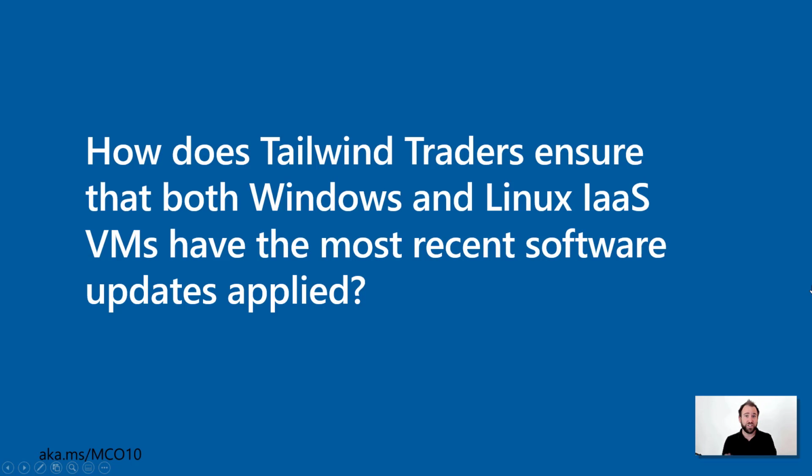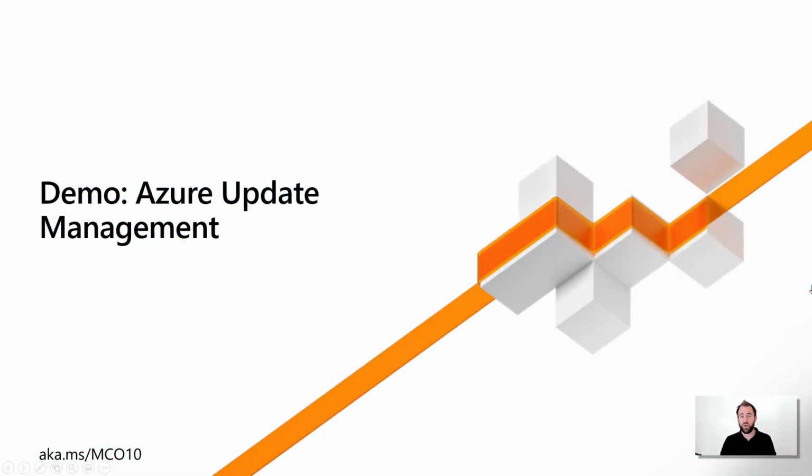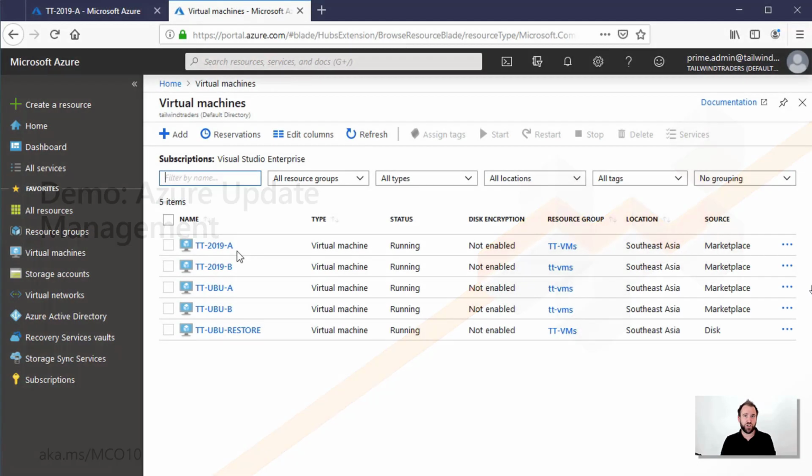As I mentioned, you're still responsible for updating your virtual machines. If you're not using PaaS services, if you're using infrastructure as a service virtual machines, you need to be able to update the operating system. So in this demo, we have a tool called Azure Update Management, which I quickly want to show you, and how you can use it to keep your Linux and Windows virtual machines up to date.